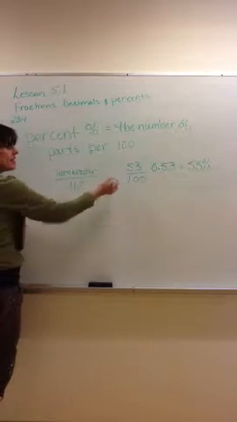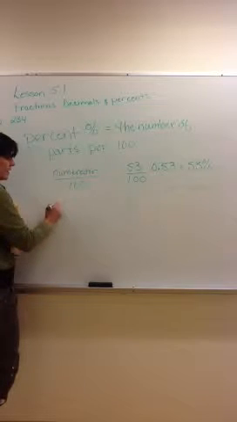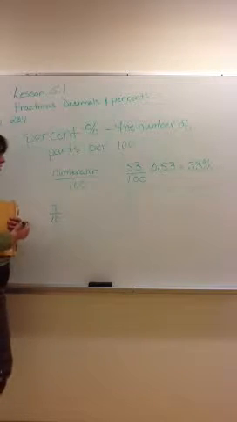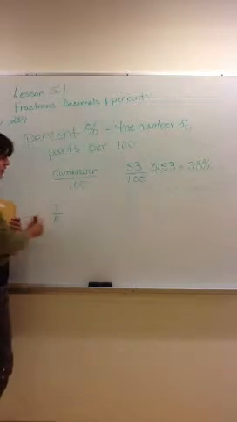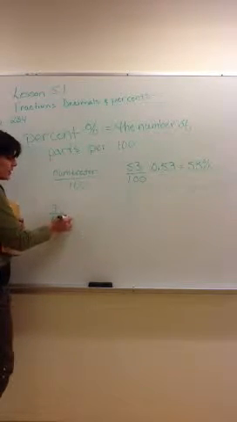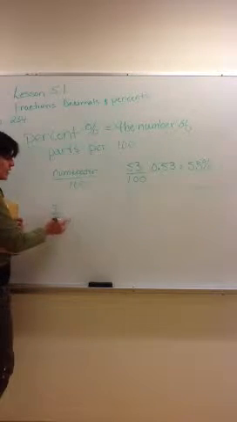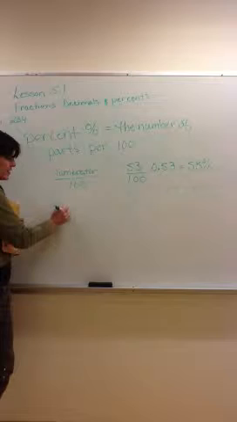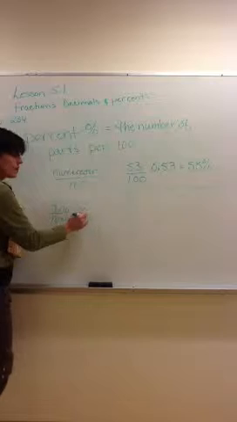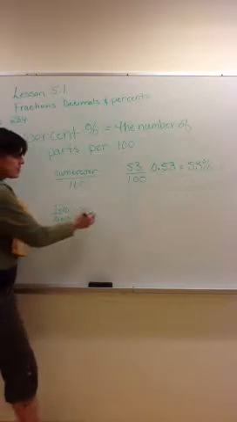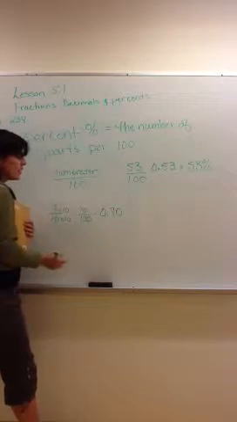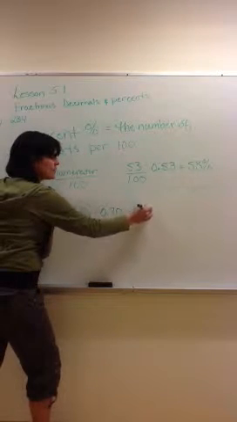Now it's easy when it's given over 100, but if you had 7 over 10, you need to figure out how to get from 10 to 100, so how to change the denominator from 10 to 100, and you do that by multiplying it by 10 on the bottom, and if you multiply it by 10 on the bottom, you multiply it by 10 on the top. So now you have 70 over 100. If I were to put that into a decimal, it would be 0.70, and as a percent, it would be 70%.